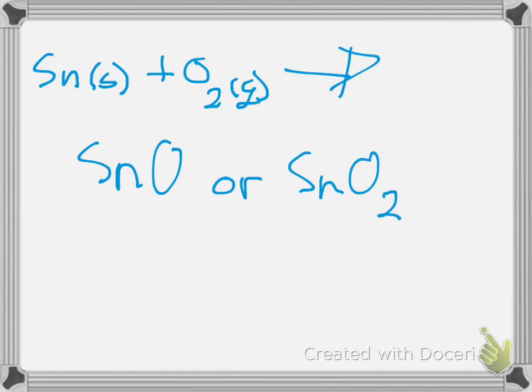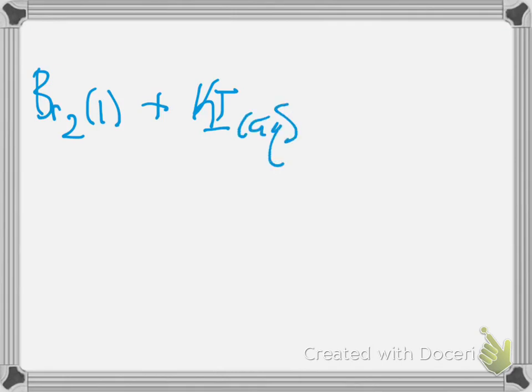Okay, let's do one from your homework. I'm going to go ahead and erase this. We'll just do the next one down. We'll do letter B, which is bromine in its liquid form plus, looks like potassium iodide, dissolved, aqueous. Go ahead and take a look. Try to determine, will this reaction take place, and then we'll do the next part.